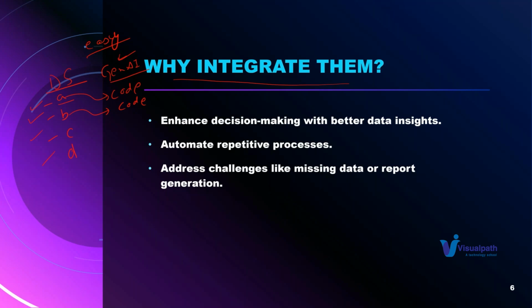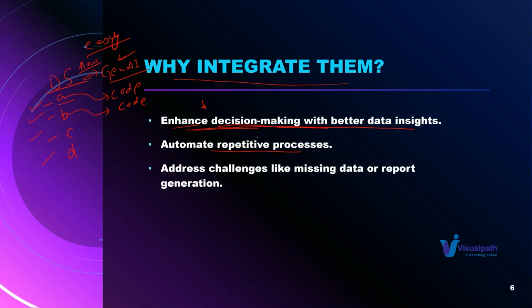But the next question is, how to integrate? That we will see, but let us first see why to integrate. Here, diagrammatically, we understand that it helps us deliver faster and reduces our effort. Apart from that, it enhances decision making with better data insights. As data scientists do the number crunching, there might be a possibility that you have missed a couple of important points. But when you ask Gen AI to do it, the chances of missing important information reduce. In that way, it enhances your decision making.